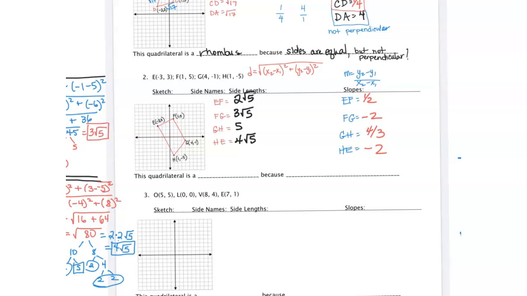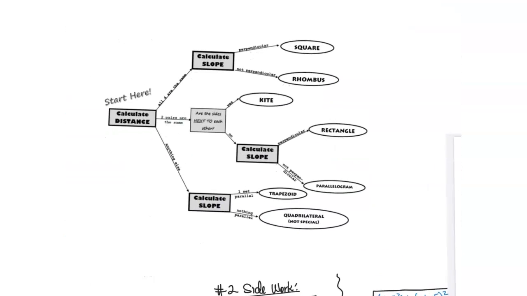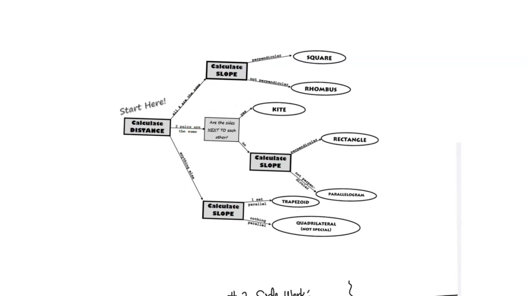So thinking back to our diagram here, we've calculated each of our distances. In this case, all four were not the same. Two pairs were not the same. We had that anything else thing going on here. So we're going this direction. Okay, so then we calculated our slope. And so let's see if we had anything that was parallel.